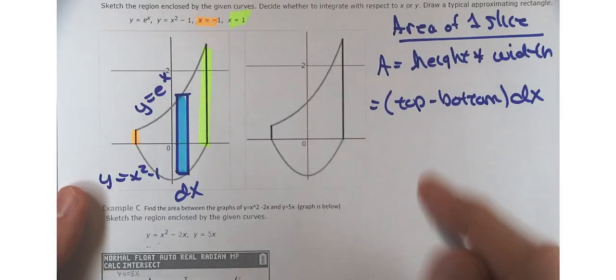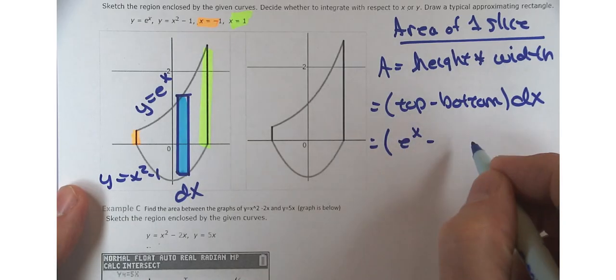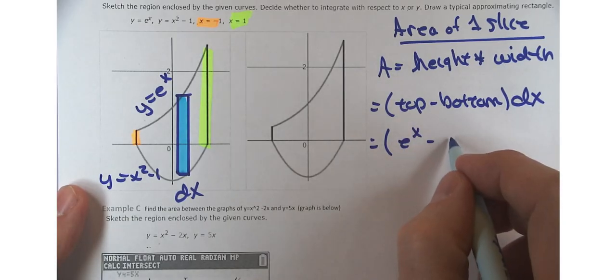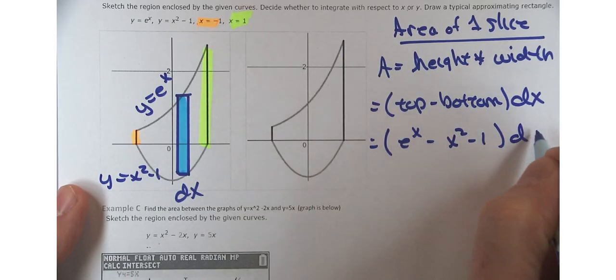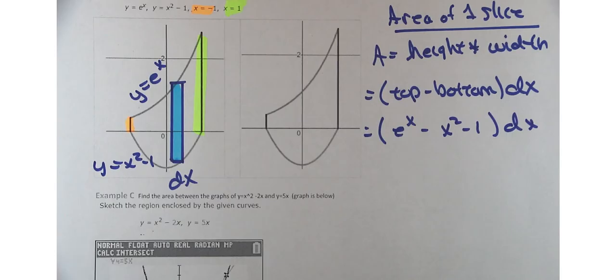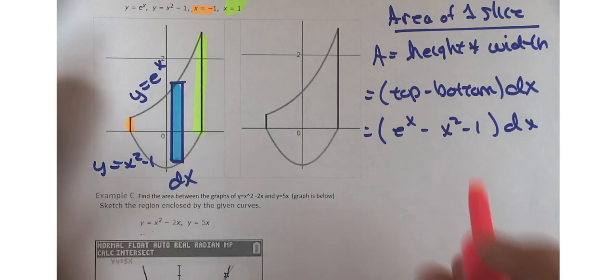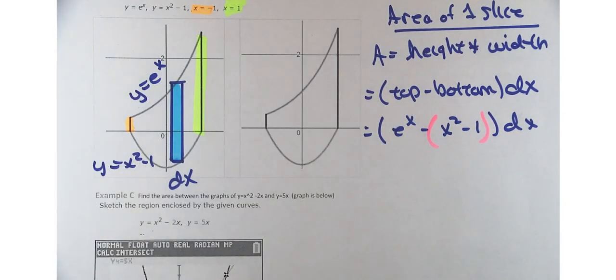Our top function is e to the x. And if you're not careful, you might write something like this: x squared minus 1 dx. What's wrong with that? You need parentheses around it. That, or you need to distribute the negatives. So you need parentheses around that. That's perfect. That's what we needed to get to, the area of one slice.